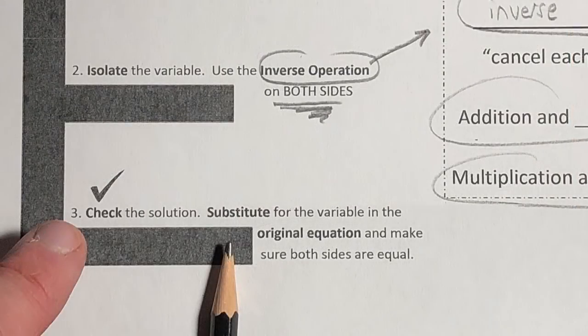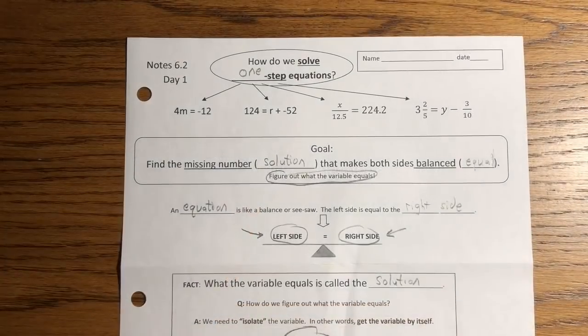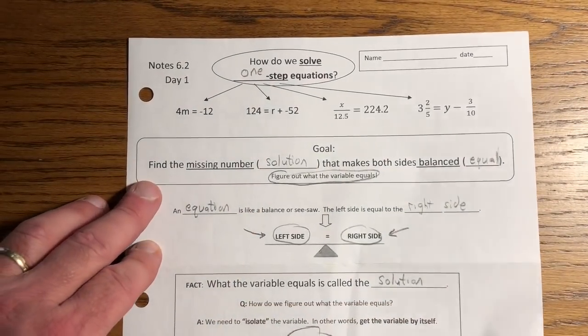So the last thing you want to do is make sure to check the solution, and that means substitute for the variable in the original equation and make sure both sides will be equal to each other. This is key because this is where you can actually figure out if you made a mistake or not.